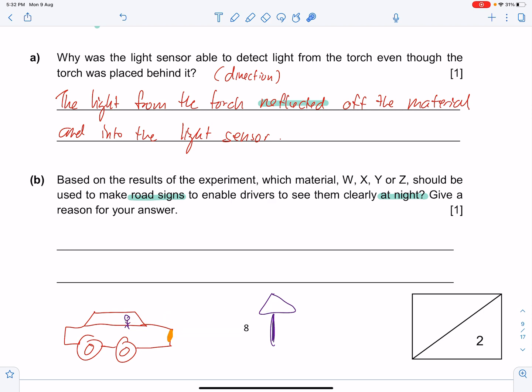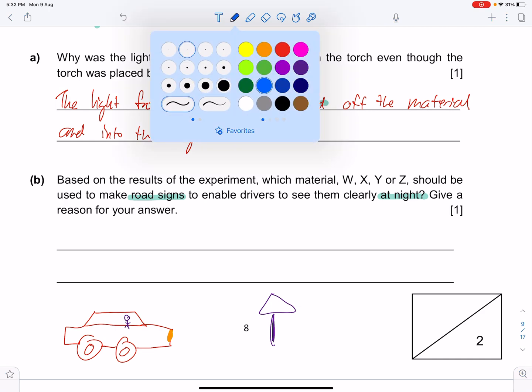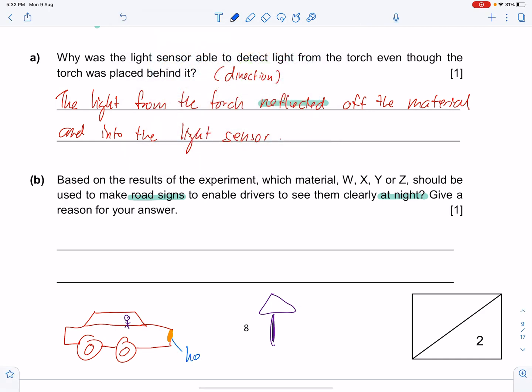Okay? So remember to identify your light source. So let's pen it down. So this is the light source, headlights, right? Reflects off signboard.